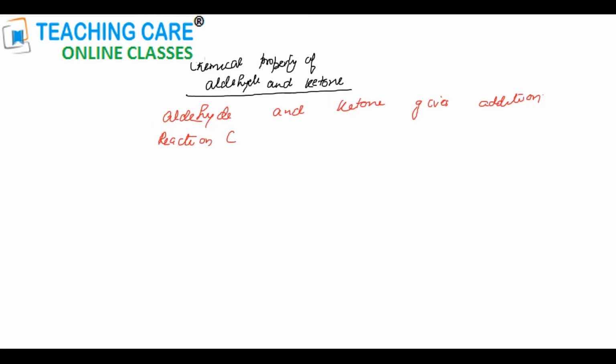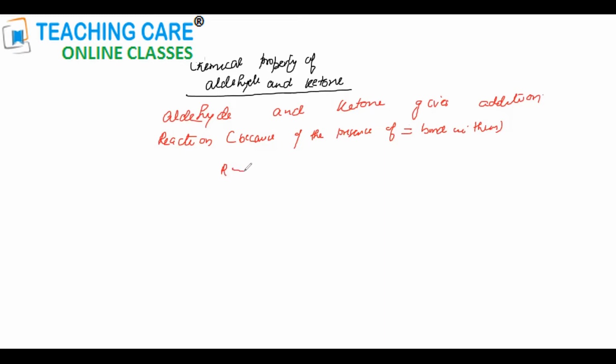Addition reaction means addition of some atoms. And why do they show addition reactions? Because of the presence of a double bond in them. A double bond is a very weak bond. Both aldehyde and ketone have a double bond.